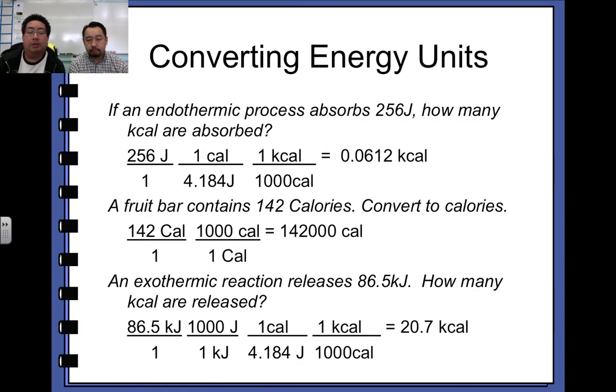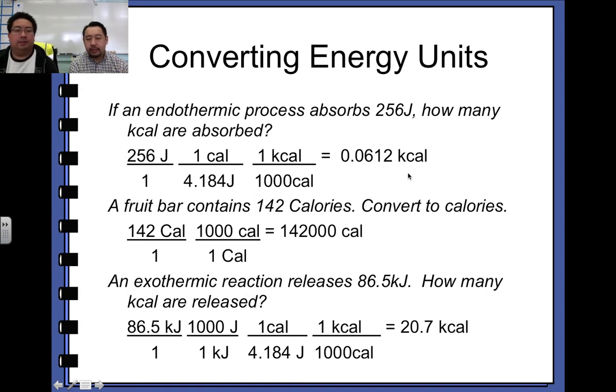Right. Converting energy units, I thought it would be nice to have some examples of conversions. They're basically just going to be dimensional analysis. So we start with, if I have 256 joules, how many kilocalories is that? Well, I start with my given over 1. I know that for every 1 calorie, that's 4.184 joules, and notice how the joules cancel out. We have 1 kilocalorie for every 1,000 calories, so calories cancels, and then if we multiply across and divide, we end up with this many kilocalories.